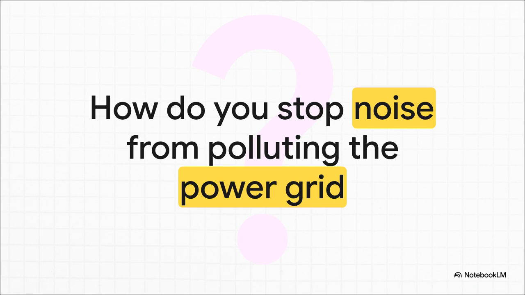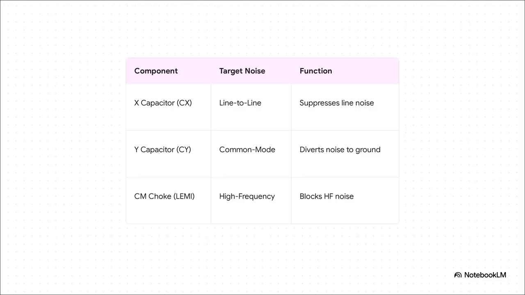This filter isn't just one part. It's a small team of components, and they all work together to trap that noise before it can escape. And each part of our digital shield has a very specific job. The X capacitor works across the power lines. The Y capacitor acts like a little drain, safely sending noise down to the ground. And the common mode choke? That's the bouncer at the door, physically blocking that high-frequency noise from getting out. By tweaking each of these in the simulation, you can design the absolute perfect defense.